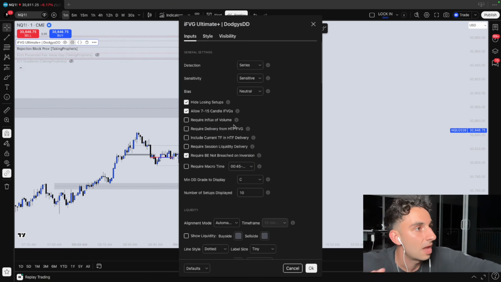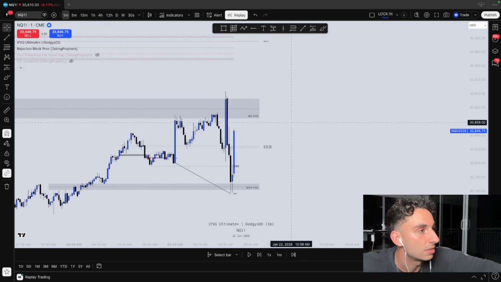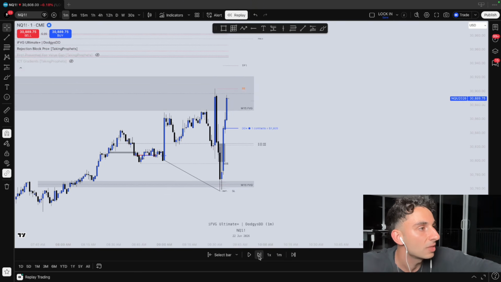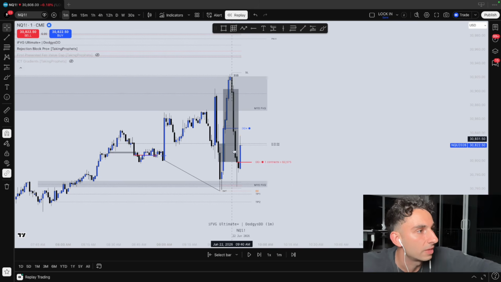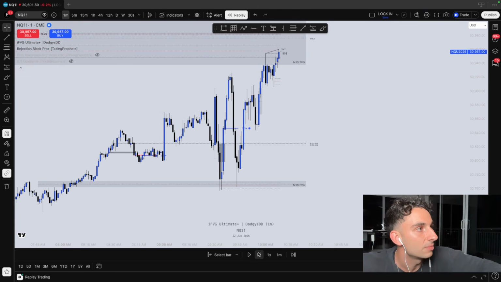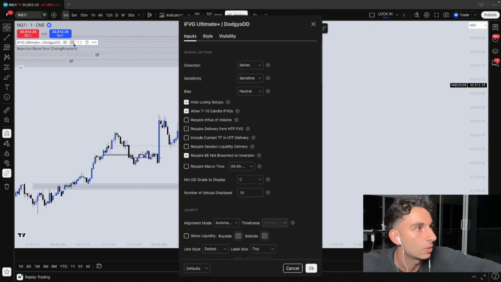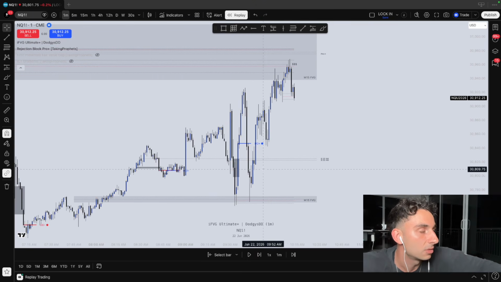I don't recommend having it on, to be honest, because sometimes, especially after New York Open, when all of the candles are large displacement candles right after open, this setting is not perfect. Sometimes it will actually filter out some setups that you would actually want to see. So I like to keep it off.